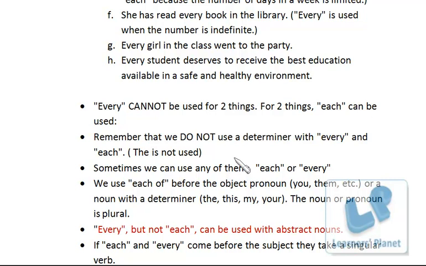Okay. Every but not each can be used with abstract nouns. Abstract noun, you must be knowing, that is honesty, beauty. Okay, these are abstract nouns. We'll be taking some examples. As of now, I'm just reading the rules before you, so you just get the basic idea, and you don't have to mark up the things over here, right? We'll be taking a good number of sentences, so the things will be cleared in your mind.